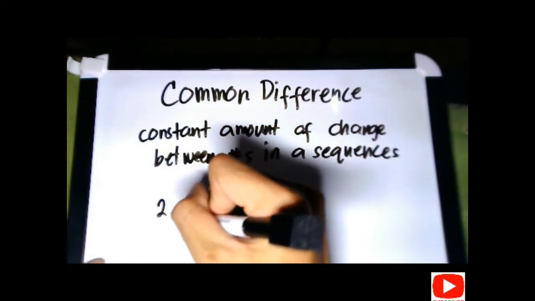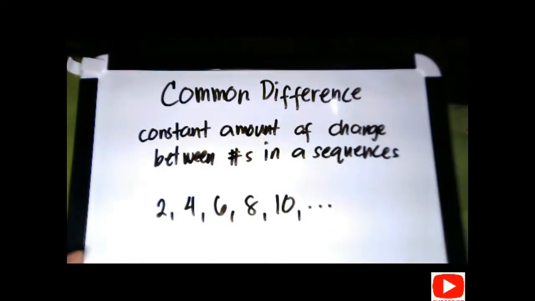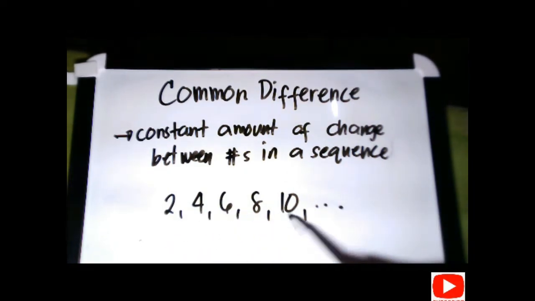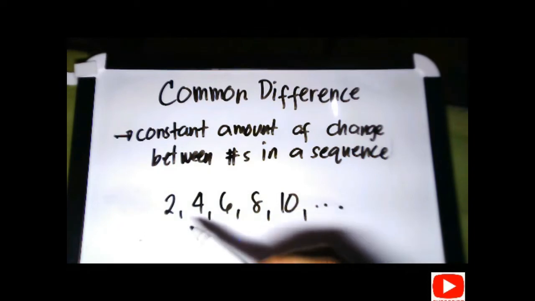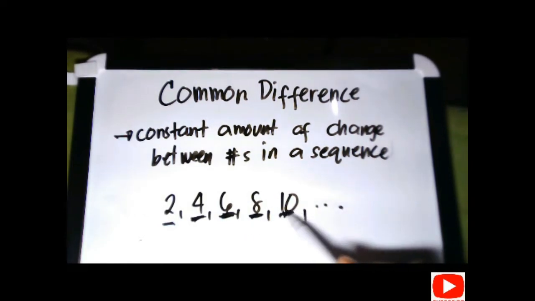See, for instance, 2, 4, 6, 8, 10, and so on. Like for this sequence, 2, 4, 6, 8, 10, and so on. It is a sequence of positive even integers. So we are going to find the common difference or the constant amount of change between numbers in a sequence or between terms in each sequence. Now, we will get the difference from 2 to 4, 4 to 6, 6 to 8, 8 to 10, and so on.